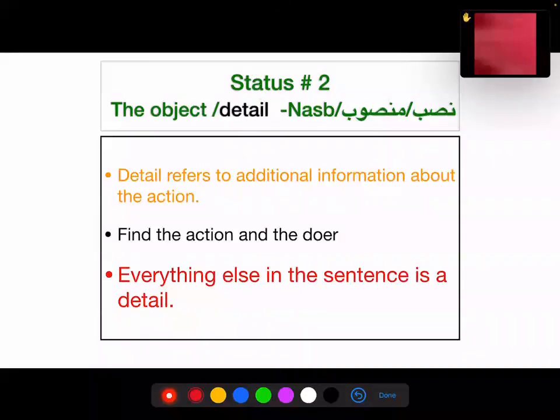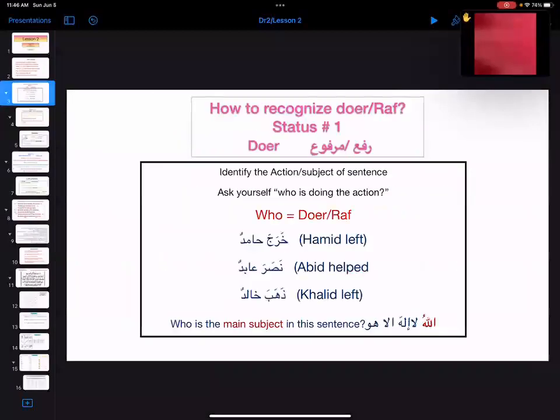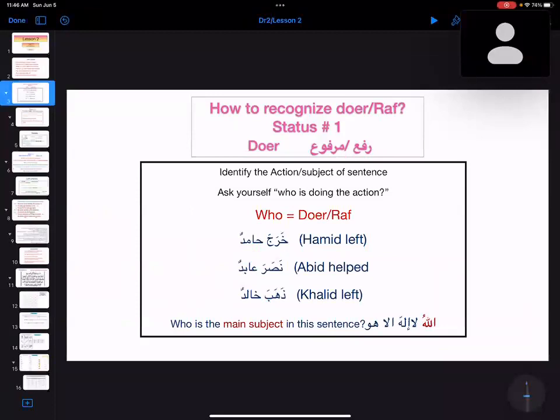Now, number 2. So status number 2 would be nasab or mansub. So first one, everyone need to say what was the first one? Rafa, right? And Rafa means doer. So Rafa or marfu. These two words we need to remember. Rafa or marfu. Everyone say 3 times.